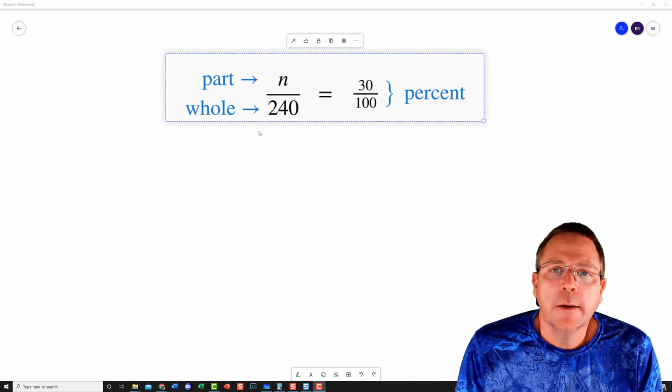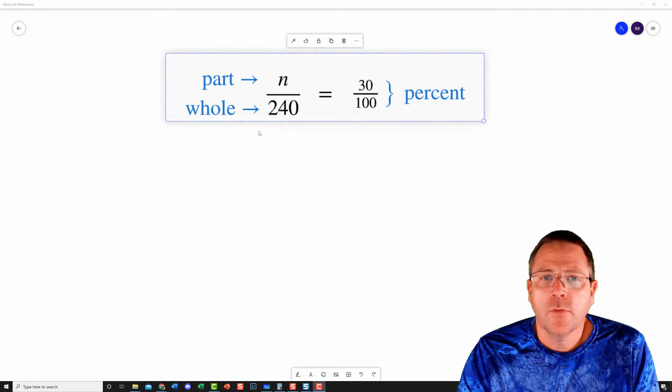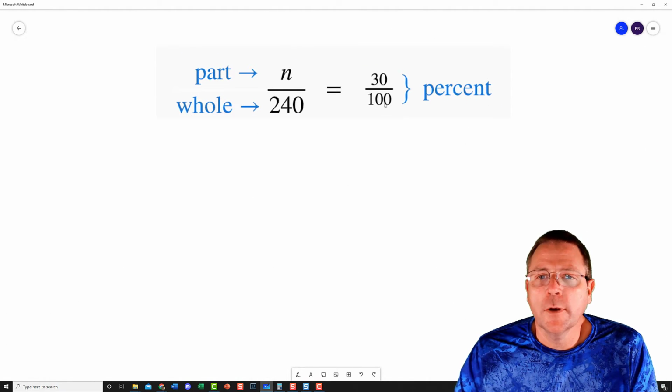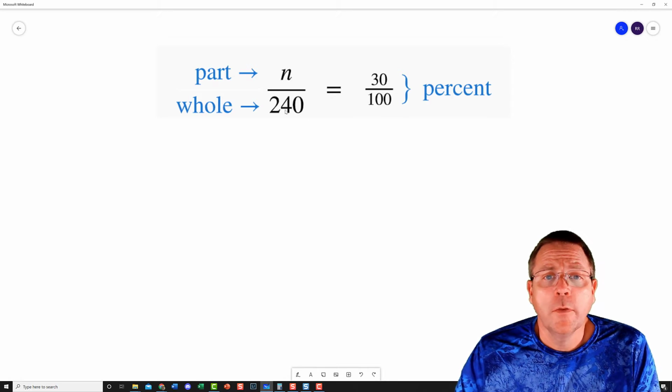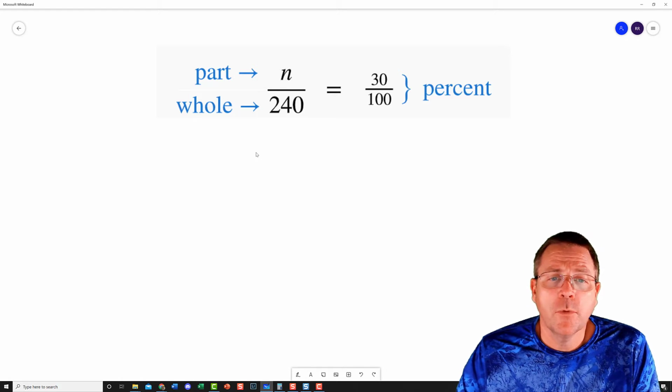Now once again, the problem is set up where you have your percents over on the left hand side. We're looking at 30% to 100. 30% out of 100%. So 30% is my part, 100% is my whole. On the left hand side, my whole is 240. That's all the numbers. My part, that's what we're looking for.